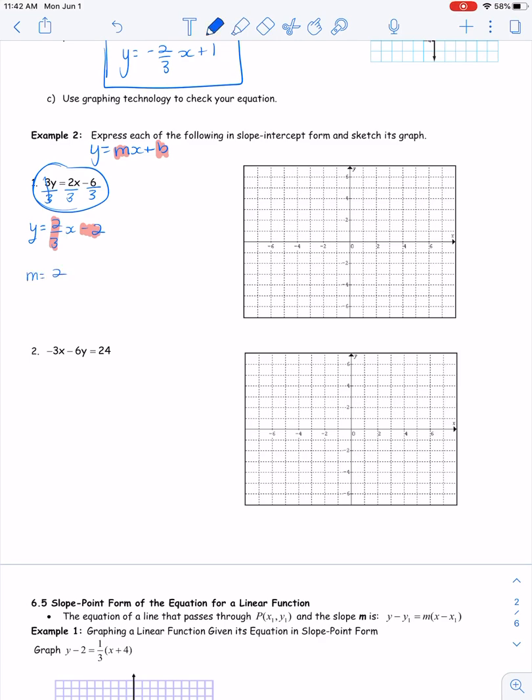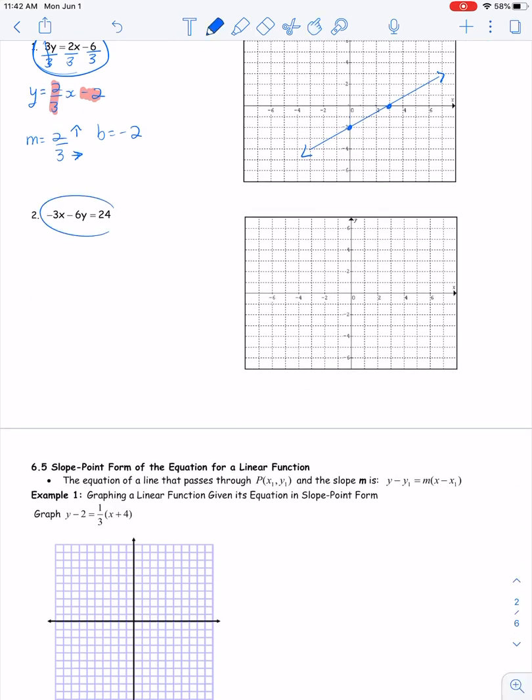I'm just going to label them. Negative 2. Sorry, not negative 2/3, positive 2/3. So it crosses at negative 2. And then my slope means I'm increasing up to the right, going up 2 and horizontally to the right 3. So I'm going up 1, 2, to the right 1, 2, 3. You actually only need 2 points to draw a line, so that's all I'm going to use. And then I use a ruler to draw my straight line.